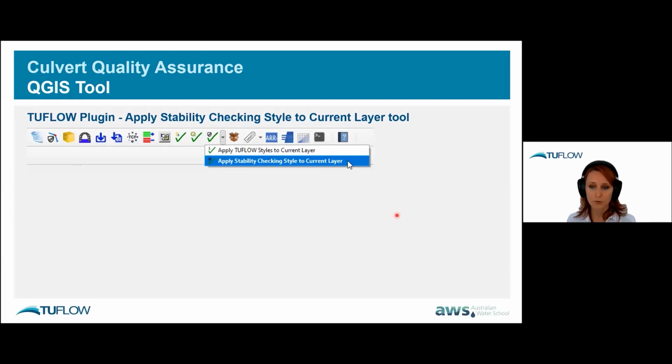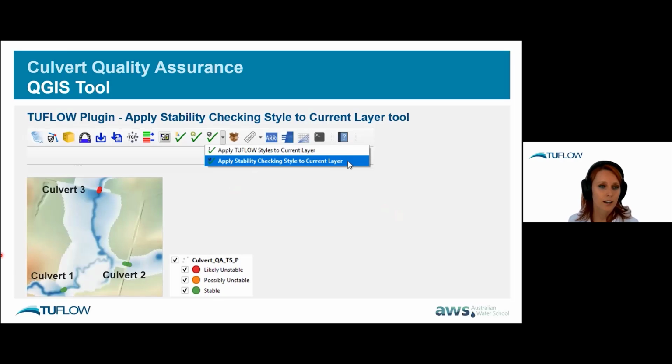We use a lot of tools in QGIS. This one is from the 2Flow plugin, applying stability checking style to current layer. My model that I have shown you, and zoomed into the location for the animation on Culvert 1, actually has 3 culverts. And from the legend that the styling is giving us, it shows that that particular culvert is stable, but we have a culvert number 3 in the model, which is showing likely unstable. And that suggests to us to go in and review it a bit more closely.